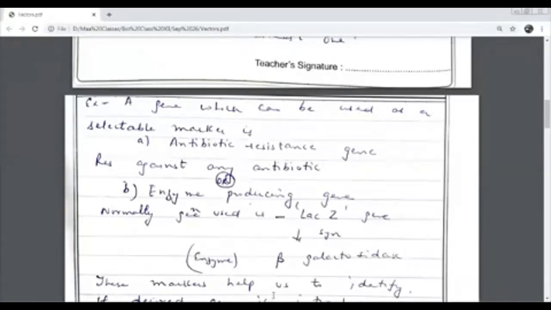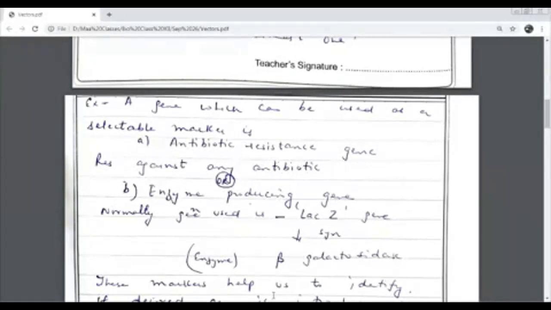So very quickly, which is the third thing a vector should have? The first thing a vector should have was being able to replicate. That means it should have which sites? Ori site. The second thing was that each vector should have a protein for replication. What is the name of the protein? ROP. ROP goes and binds itself to the ori site. Which enzyme comes and identifies that protein? DNA polymerase. Very good.